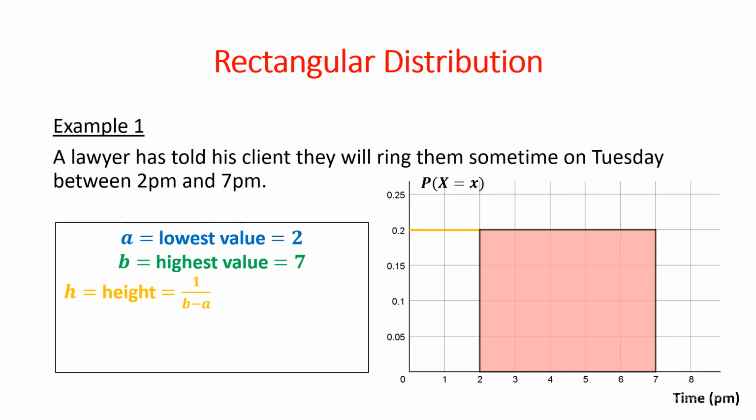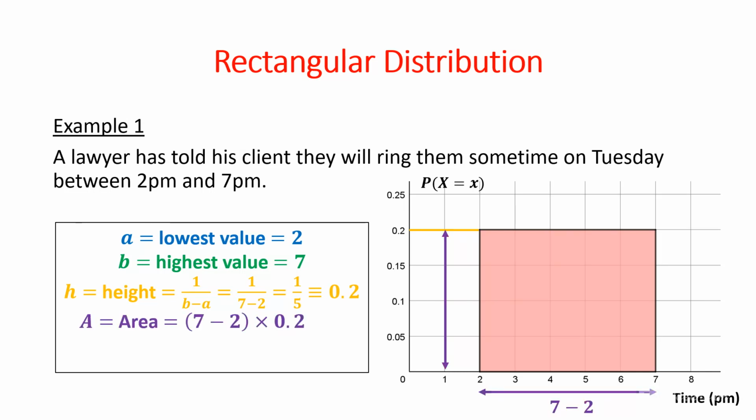The height of the rectangle, let's work that out. The formula is 1 divided by B minus A. So 1 divided by 7 minus 2, which is 1 divided by 5, and that gives us a decimal of 0.2. So the height of this rectangle is 0.2.